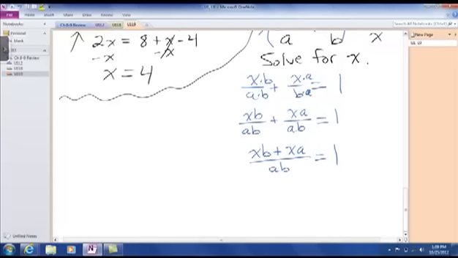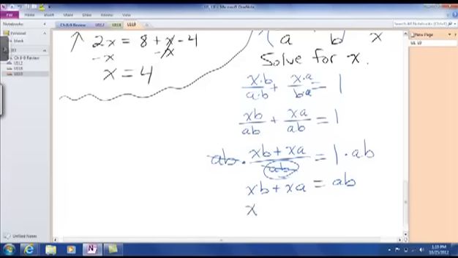Well, I tell you what, I could factor, but we'll do that next. Let me do something first. Let's get rid of this denominator of ab. We can do that by multiplying by ab on both sides of the equation, because ab over ab is going to cancel out, and I'm going to be left with xb plus xa equals 1 times ab, which is just ab. Okay? Now let's factor the x out.